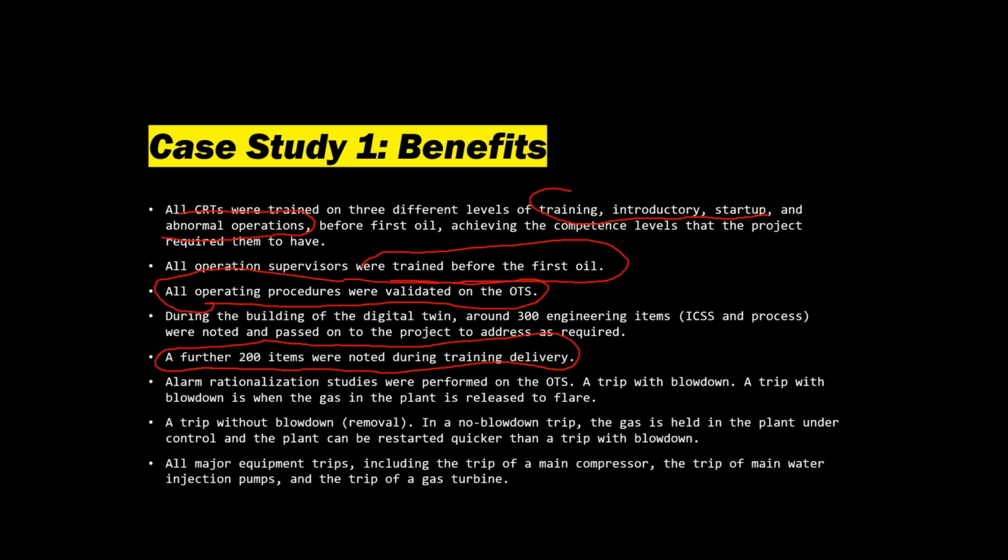So you can have a trip with blowdown or a trip without blowdown. Which means that when the gas in the plant is released to the flare, you let's try a trip. So what you are going to do afterwards, those rationalization studies were performed. And also a trip without blowdown, where the gas is held in the plant under control, and then you need to restart the plant quicker than the trip with blowdown. And also all major equipment trips, for example, main compressor trip, trip of main water injection pump and gas turbine, were also done before the first gas.